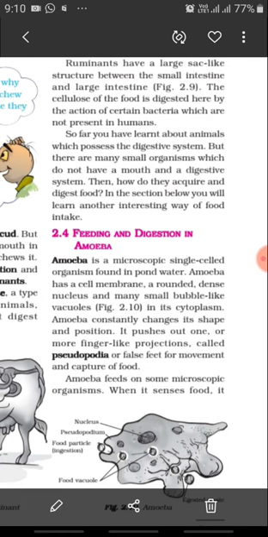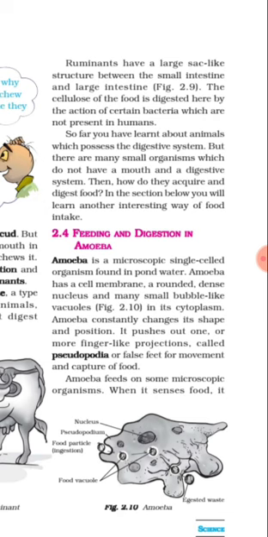It possesses one or more finger-like projections called pseudopodia or false feet for movement and capture of food. So when amoeba scents the food, it pushes out pseudopodia around the food particles and engulfs it. Do you know the meaning of engulfs? Engulfs means nigalna. The food becomes trapped in a food vacuole.